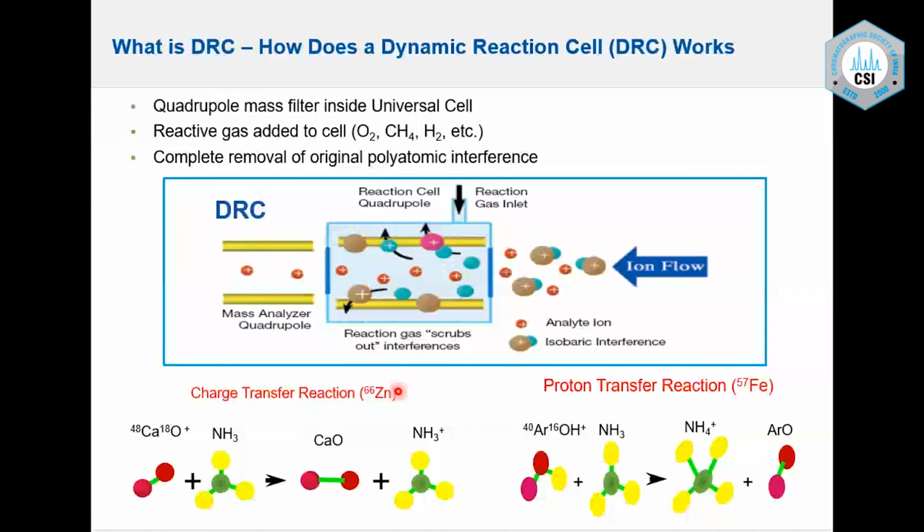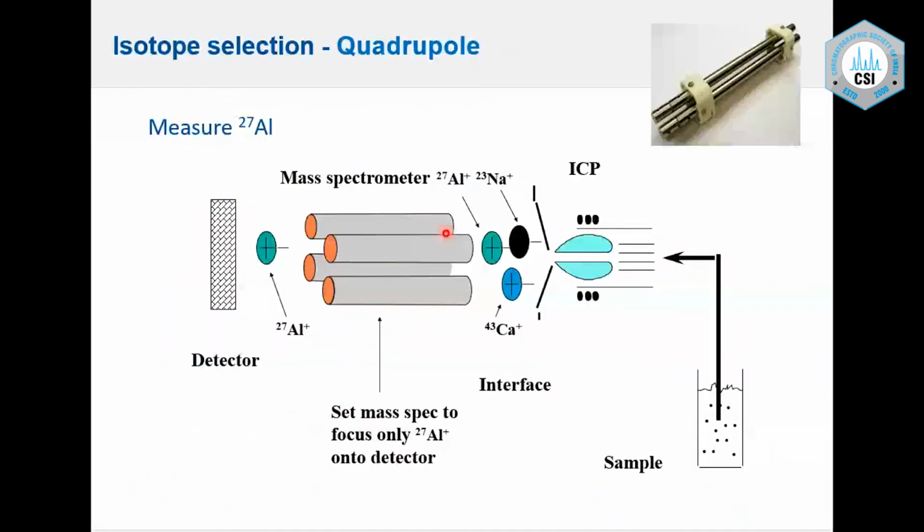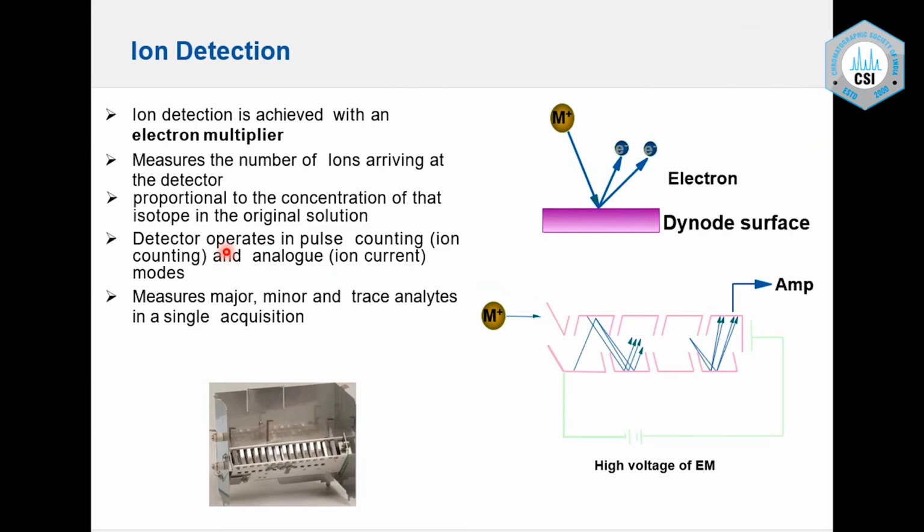So after selecting the mass, the ions will pass to the quadrupole, which has four rods. So by suitable choice of RF and DC ratio, the mass filter resolves the individual atom masses. Already many webinars have been done to help you understand this. So you know how the quadrupole system works, and then the selected analyte reaches the detector, and the detector gives you an electrical signal.